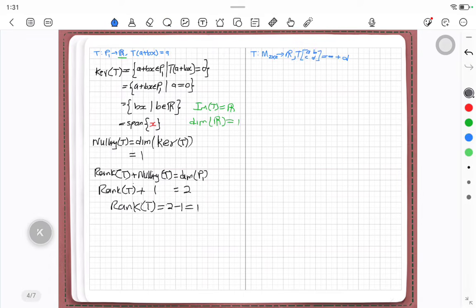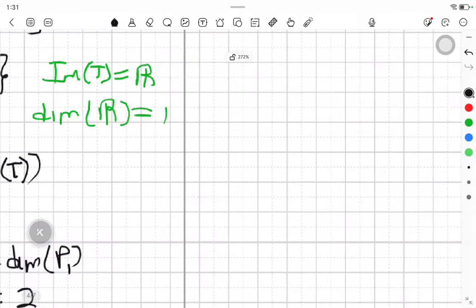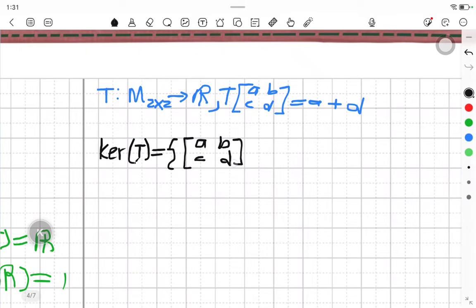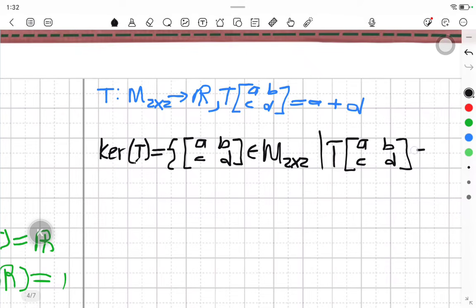Let's see what we can find. The rank is becoming simple, right? We're going to say we must find the kernel first. T is equal to, we let A, B, C, D, using the same format, be an element of M22, such that T of A, B, C, D is equal to 0.